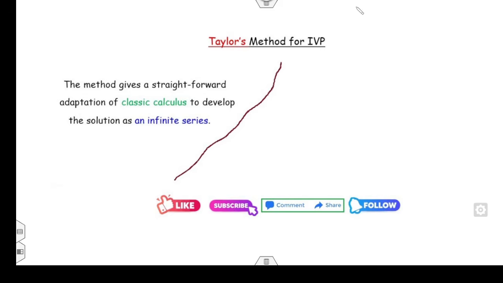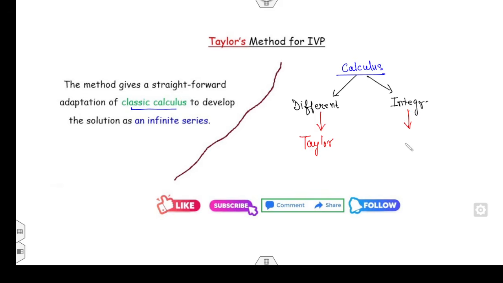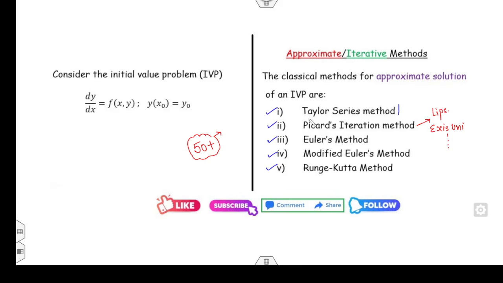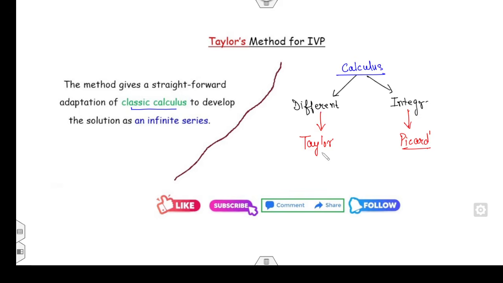Taylor's method is a very simple method which is basically defined on calculus. When we talk about calculus, that means we are interested in finding the differentiation or the integration. Once we are using differentiation, the method is known as Taylor's method. If we are using integration, then it is called Picard's method. This is the first basic difference between the first two methods. For more details, you can follow this playlist and learn about the difference between each method.